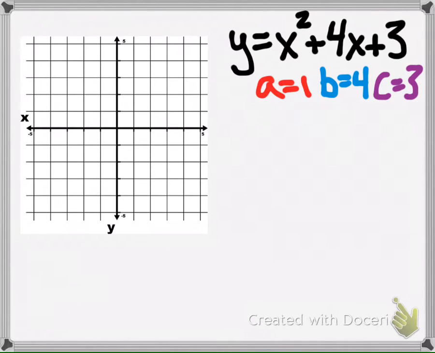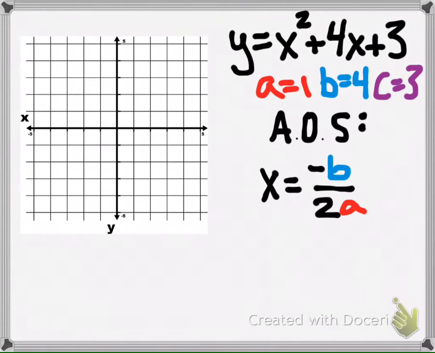So the first thing I'm going to find for my graph is my axis of symmetry. Now what my axis of symmetry tells me is the midpoint of my graph. This is an important place because from the left and the right of this axis of symmetry will be a reflection of points. So to calculate my axis of symmetry, I have the equation x equals negative b over 2a.